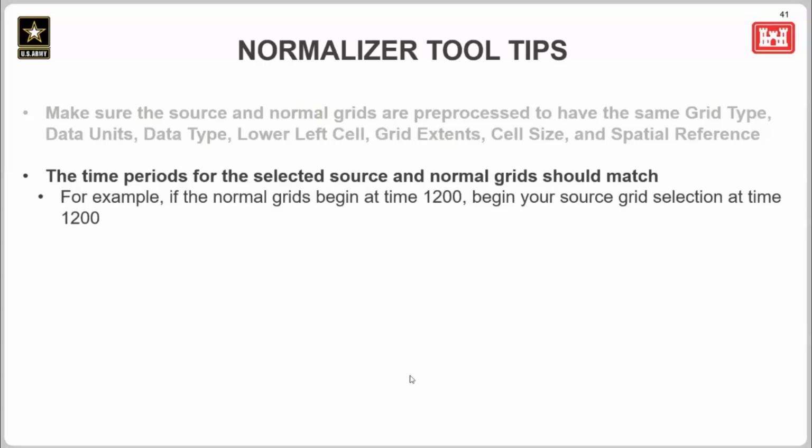Another thing to keep in mind is to make sure that your time periods for your source and normal grids match. So if your normal grid starts at time 1200, make your source grid selection also start at 1200. This is essential because you are asked to specify the start and end time for your normalized grid in the wizard, just keep that in mind. Some grids can start and end at different time periods, and you want to make sure that when you're trying to create your normalized grid, your normal grid and your source grid are basically lining up precisely.